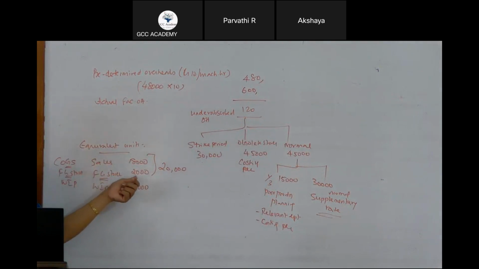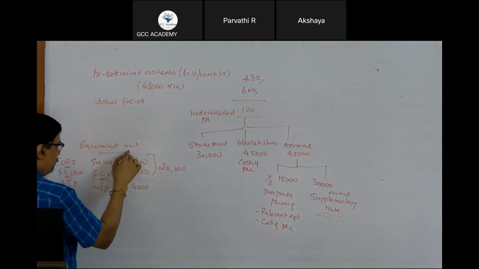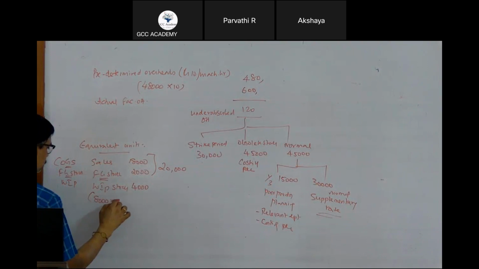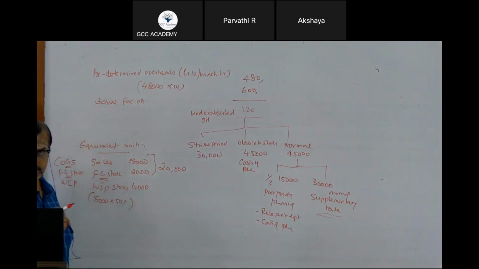My finished goods in stock is 2,000 units, and my WIP stock is 8,000 by 50%. So I'm taking equivalent units as 4,000. Mathematically, 8,000 units, 50% complete, is equal to 4,000 units fully complete.